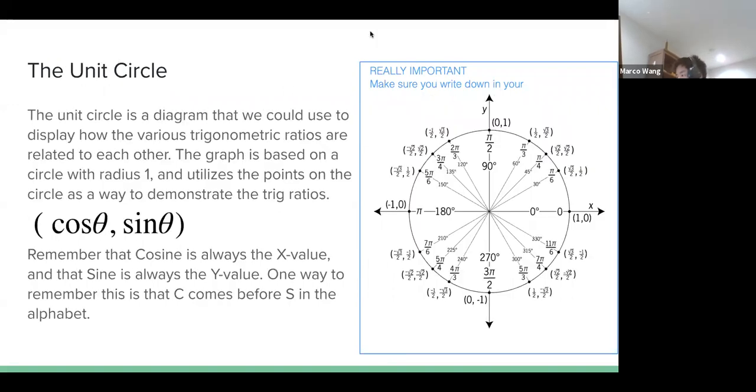On the right, you can see how you can use it to convert between radian angle measures and lengths, using the coordinate points.